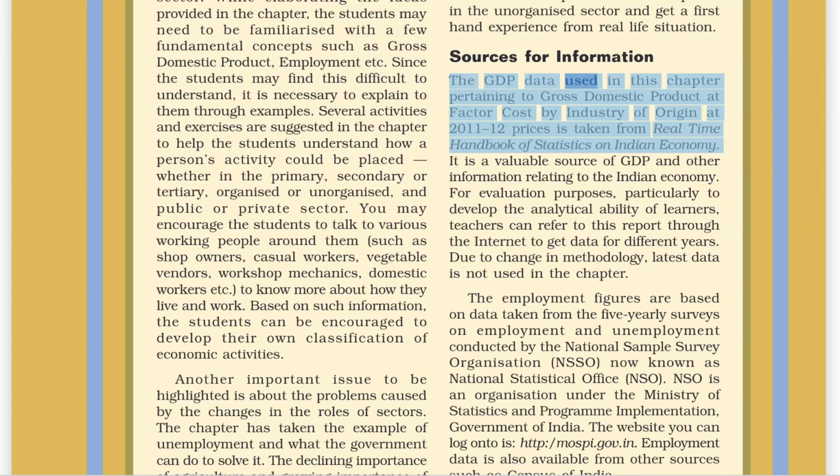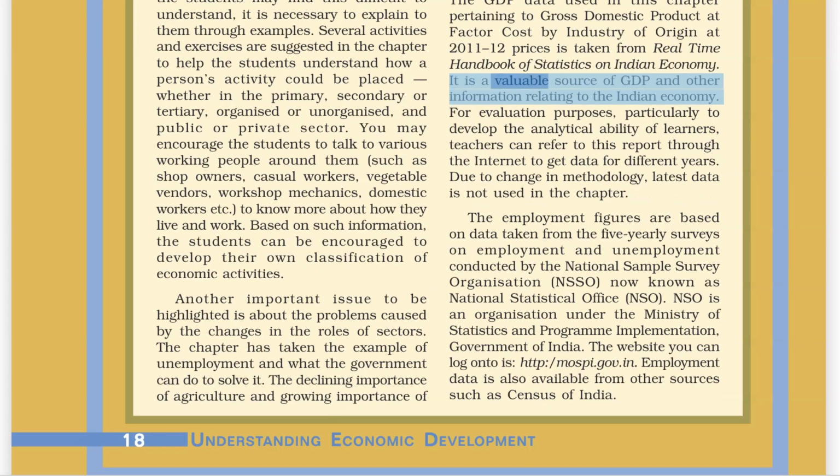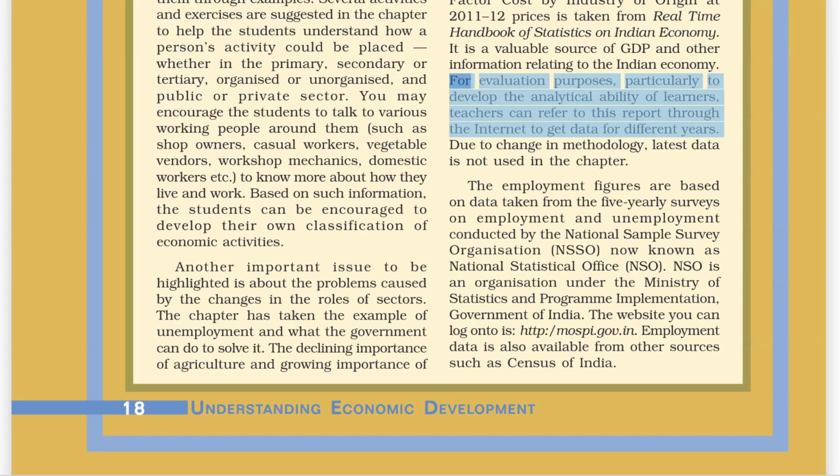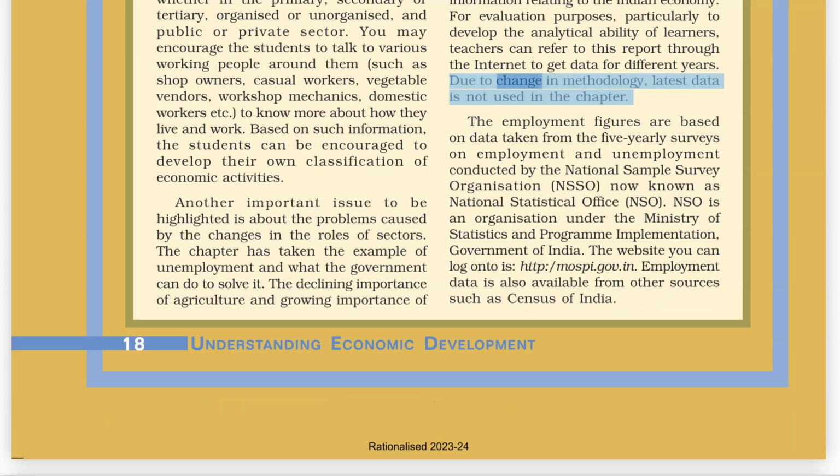The GDP data used in this chapter pertaining to gross domestic product at factor cost by industry of origin at 2011-12 prices is taken from the Handbook of Statistics on Indian Economy. It is a valuable source of GDP and other information relating to the Indian economy. For evaluation purposes, particularly to develop the analytical ability of learners, teachers can refer to this report through the internet to get data for different years. Due to change in methodology, latest data is not used in the chapter.